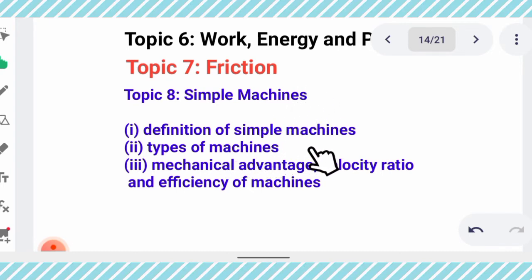Then we talk of definition of simple machines here. You know what simple machines are? They are machines through which you can use small effort to overcome big loads. Then we talk of types of machine. Among the types of machine, we have first class lever, second class lever, and third class lever. Then we talk of mechanical advantage. Mechanical advantage is when you use small effort to overcome big load. Velocity ratio, I've defined that, and efficiency of a machine.